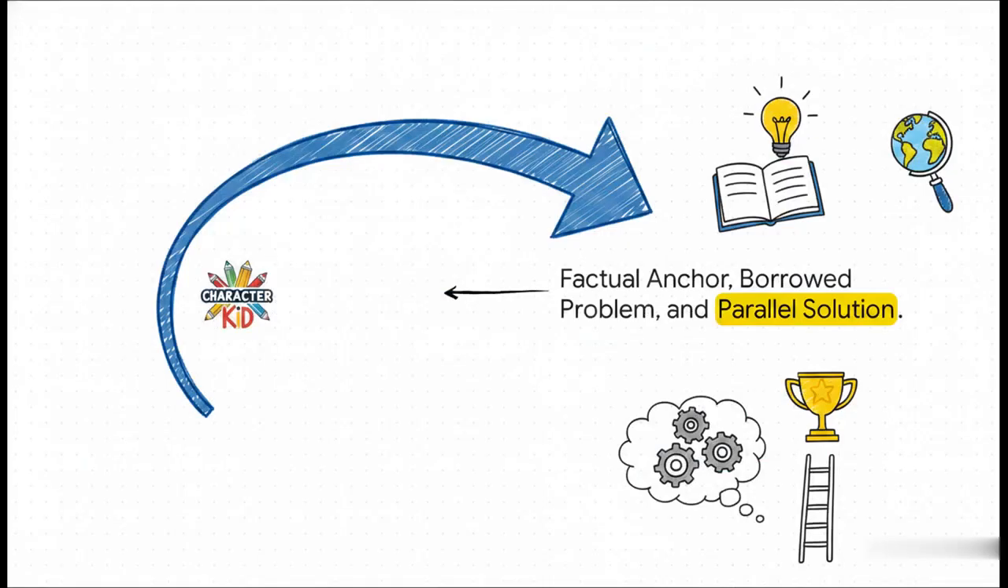The curriculum dictates 3 specific source moves that students absolutely must weave into their narratives. Remember, they don't quote the text, they borrow concepts. They need a factual anchor, a borrowed problem, and a parallel solution. Let's look at exactly where these belong in the overall story arc.